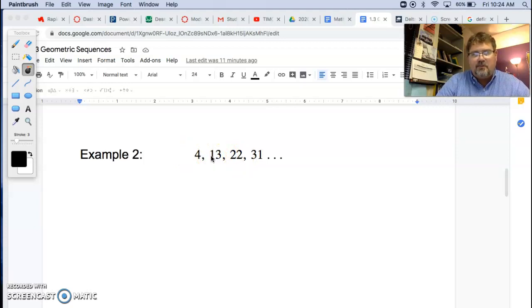It's not. So this is not geometric. In fact, this is arithmetic, isn't it? 13 minus 4 is 9. 22 minus 13 is 9. 31 minus 22 is 9. So this is actually arithmetic.